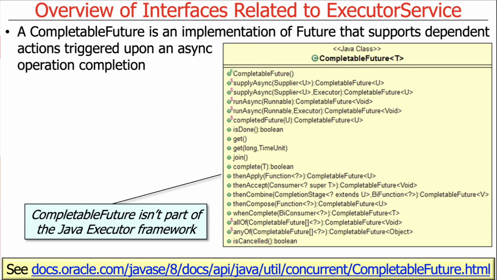Interestingly enough, CompletableFuture really is not part of the executor framework at all. It's a totally separate thing. It's a really, really cool thing. But like I said, that's not part of the object-oriented aspects of concurrency in Java. That's part of the functional parallel processing and asynchronous processing part. So we won't cover it here, but we'll cover it in my other class.